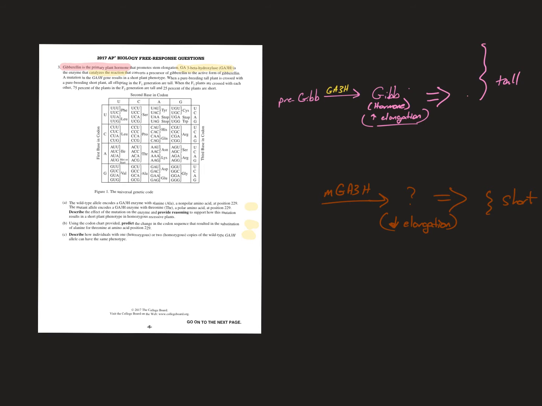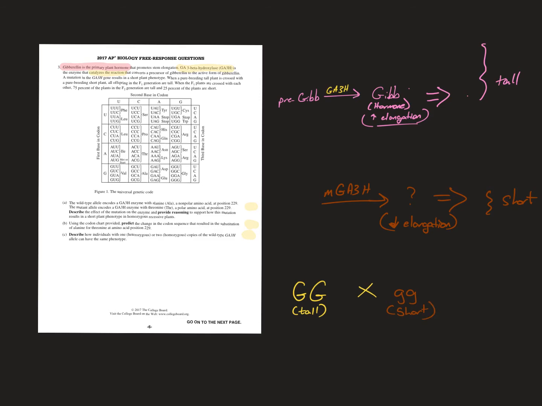All right, when the pure breeding tall plant is crossed with a pure breeding short plant, so there's a pure breeding, that means in GA3H, let's go ahead and say the wild type is, let's call it big G for the pure breeding tall plant, phenotype tall, crossed with a pure breeding short plant, little g.